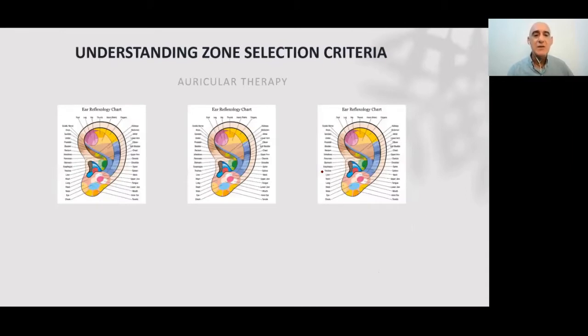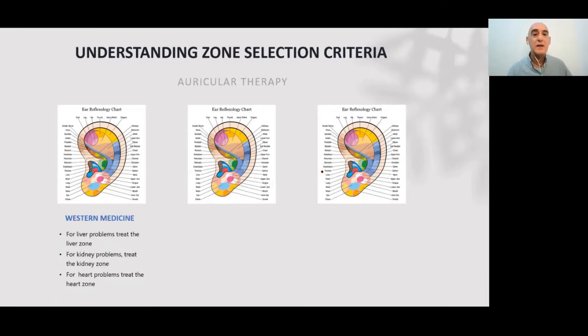And to understand how to apply the zones, we can think about auricular therapy, which was developed in the 1960s by Nogier and then adapted in China with the Chinese version. So there are 3 selection criteria in ear acupuncture. The first one is using Western medicine as a tool to decide where to treat. So basically, if there's a liver problem, you treat the liver point. If there's a kidney problem, you treat the kidney point. If there's a heart problem, you treat the heart point.